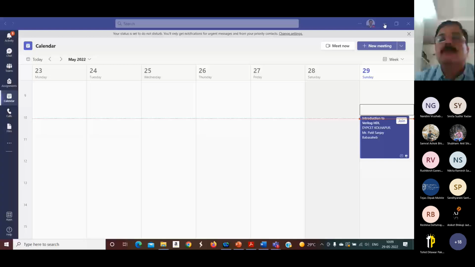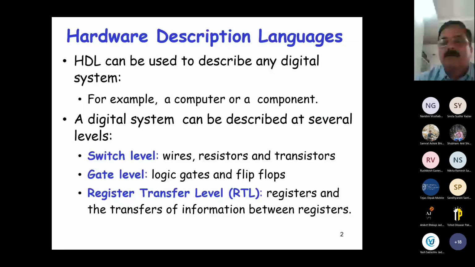Let us start with introduction to Verilog HDL. HDL stands for Hardware Description Language, and that is used to describe the hardware. For example, a computer or a component can be described by using HDL. So it can be described by using various levels. One of the levels is switch level, another level is gate level, and the third one is register transfer level, that is known as RTL.